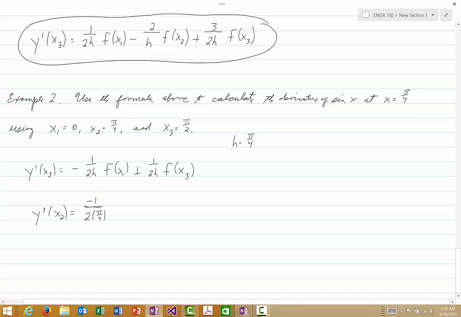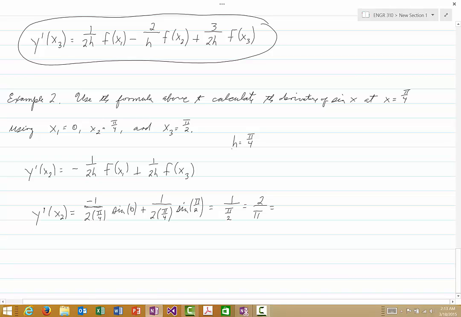times our function is sine, so sine of x1, which is 0, plus 1 over 2 times pi over 4 times the sine of x3, which is pi over 2. And now let's calculate what this will give us. Well, the sine of 0 is 0, so the first term drops out. The sine of pi over 2 is 1, and so we're left with 1 divided by pi over 2, which is the same thing as 2 over pi.